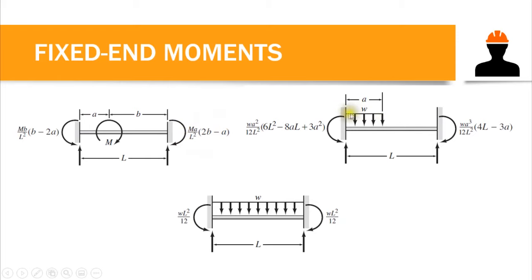Now, if we have a uniformly distributed load that only runs from A, like this one, this would be our fixed end moment at this support, and this would be the fixed end moment on the right support, which does not have a load yet. Now, of course, the uniformly distributed load is the most commonly used. We have WL squared over 12 on the left and WL squared over 12 on the right support. Okay? So these are the fixed end moments if we have loads.